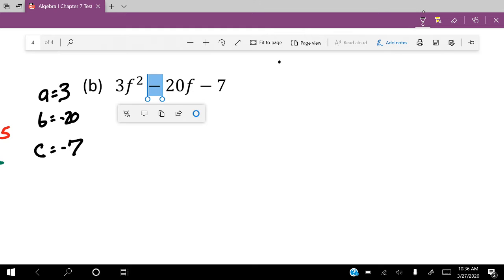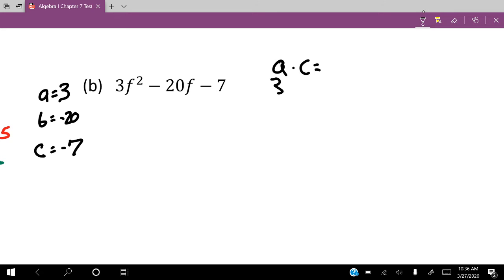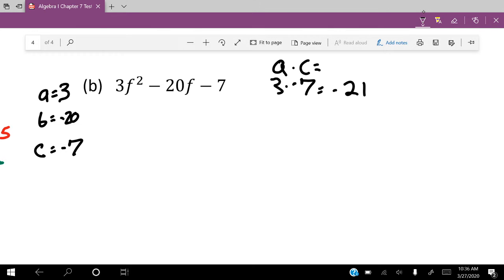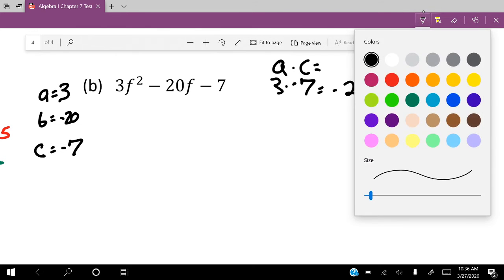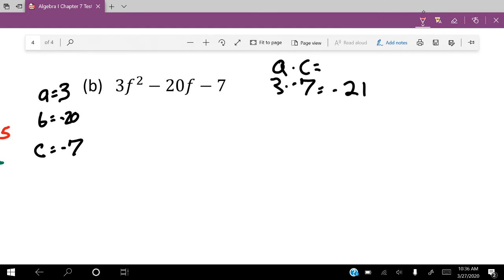So I'm going to start by doing A times C. Well, A times C, 3 times negative 7 is negative 21. There are only a few sets of factors for negative 21, so I could have either done 1 times negative 21, negative 1 times positive 21, 3 times negative 7, or negative 3 times positive 7.